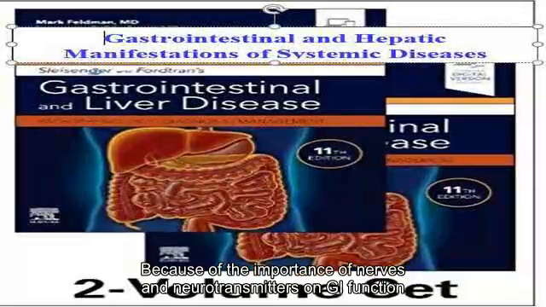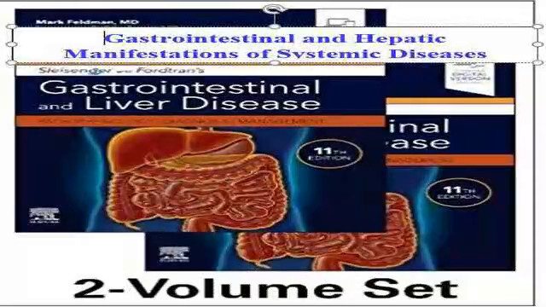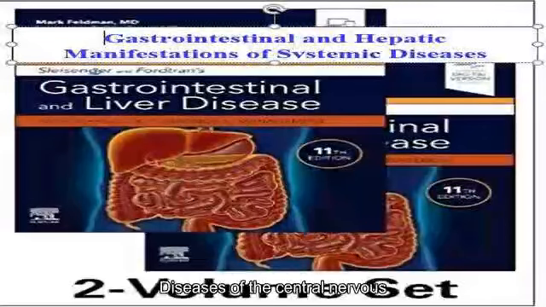Neurologic diseases. Because of the importance of nerves and neurotransmitters on GI function, see Chapter 4, it is not surprising that a wide variety of neurologic diseases are frequently associated with GI symptoms. Diseases of the central nervous system.